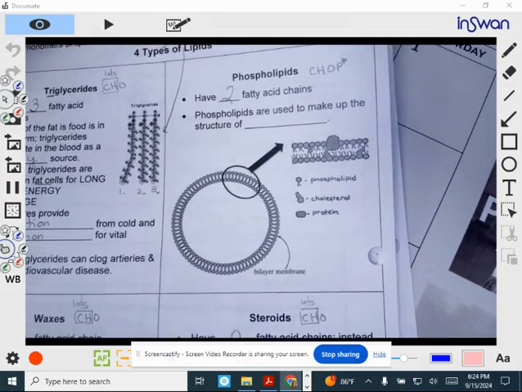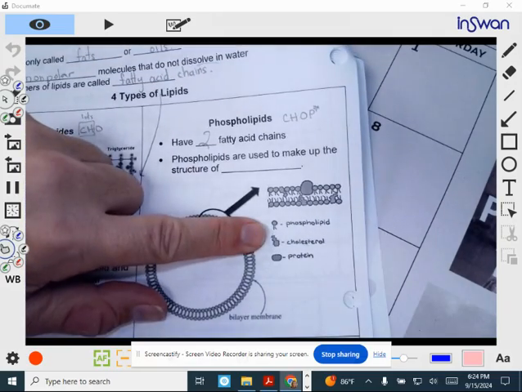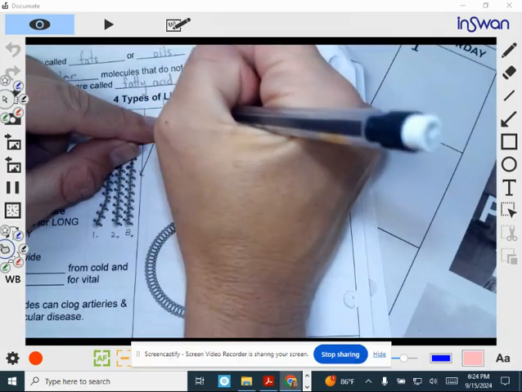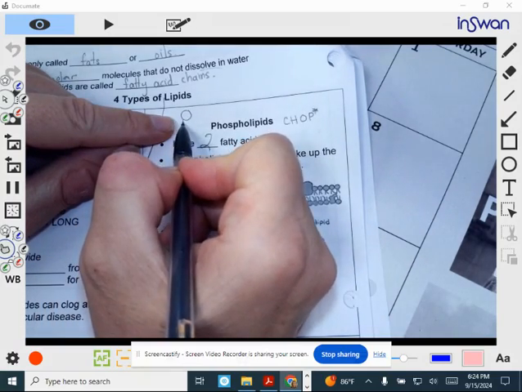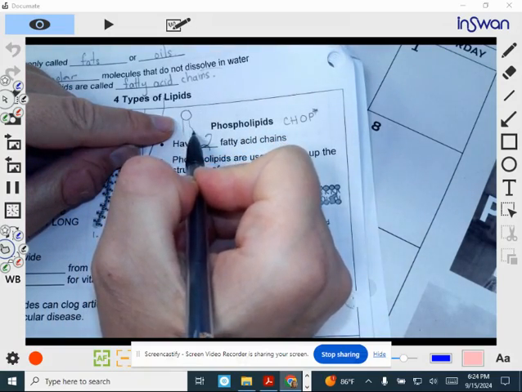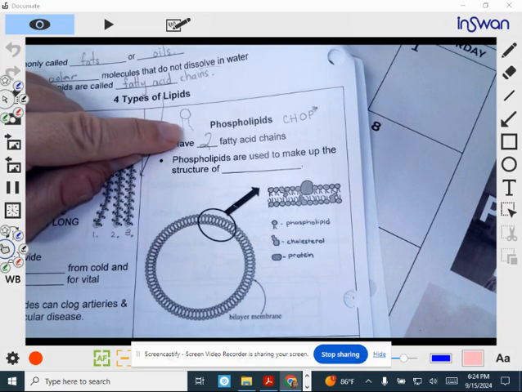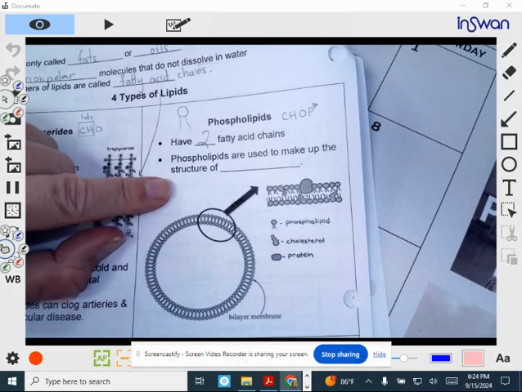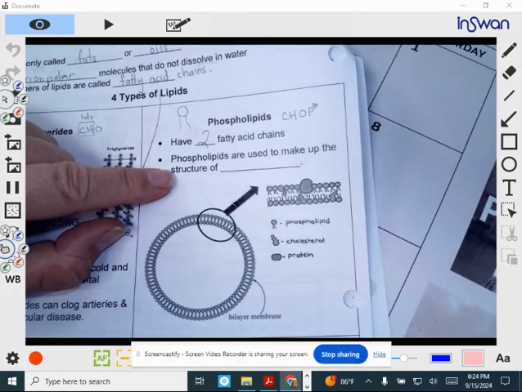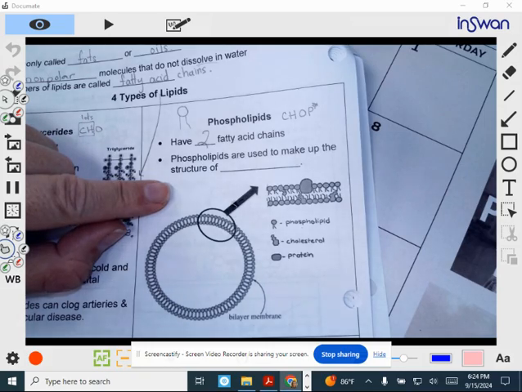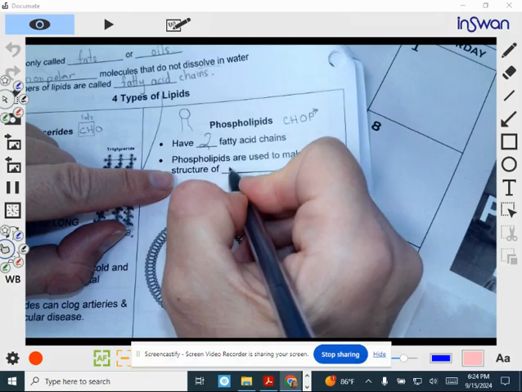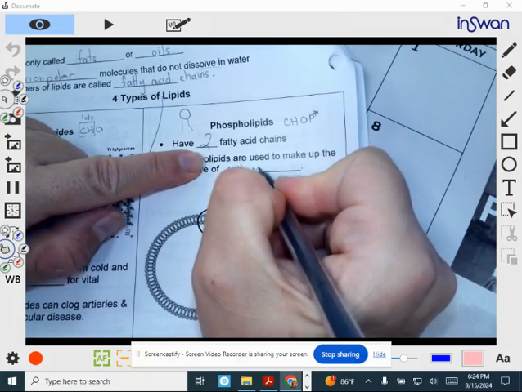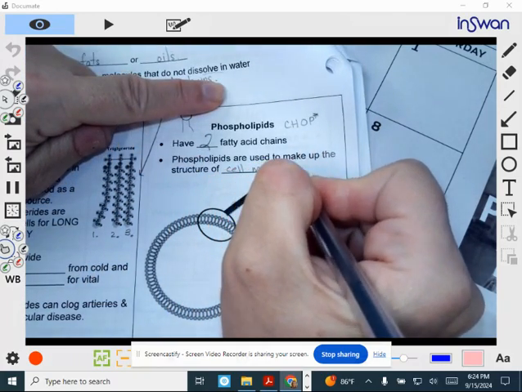Now, phospholipids are commonly drawn like this. We have a part that we call like the head part, and then we have two fatty acid chains. Now notice one is straight and one is kinked. We'll talk about that here in just a second. But what you need to know about phospholipids is that they come together and they make up a structure in your cell. Specifically, your cell membranes are primarily made of phospholipids.